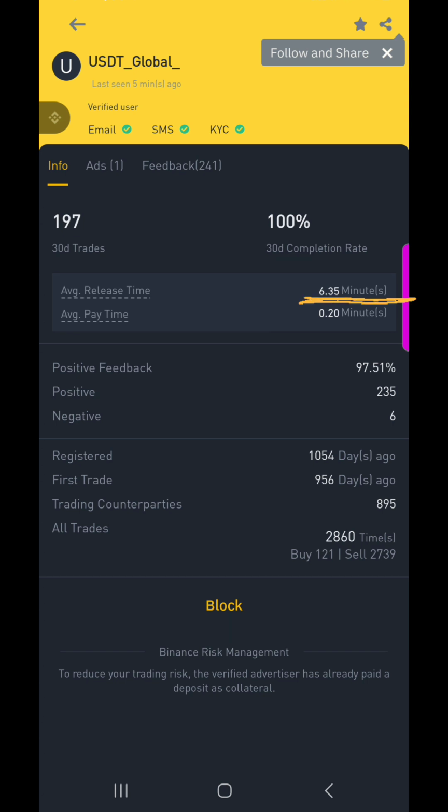The average release time. So for this particular merchant, his or her average release time is 6.35 minutes and their average pay time is 0.2 minutes. So you can see this is a faster merchant when it comes to releasing or when it comes to payment time, right? Another thing you're supposed to look at is the feedback.